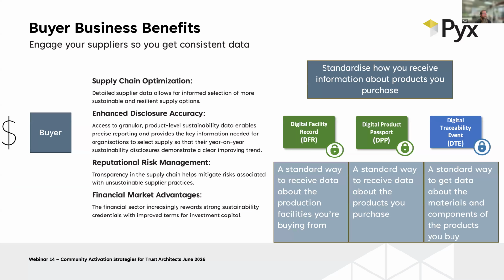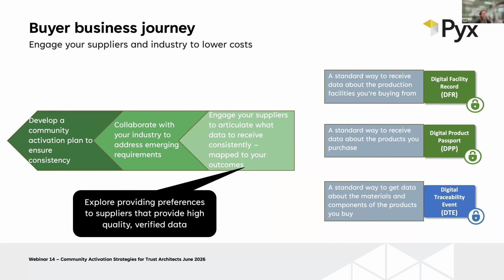And then on the buyer side, standardize how you receive information about products you purchase through the facility records, product passports, and traceability events, and explore how you might provide preferences to suppliers that provide high quality verified data. And then you can build that over time into algorithmic validation of that information and increase the value that you realize as a result of this.